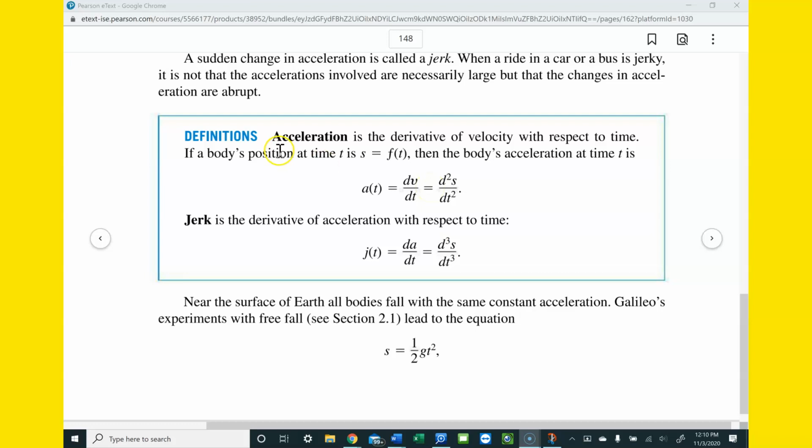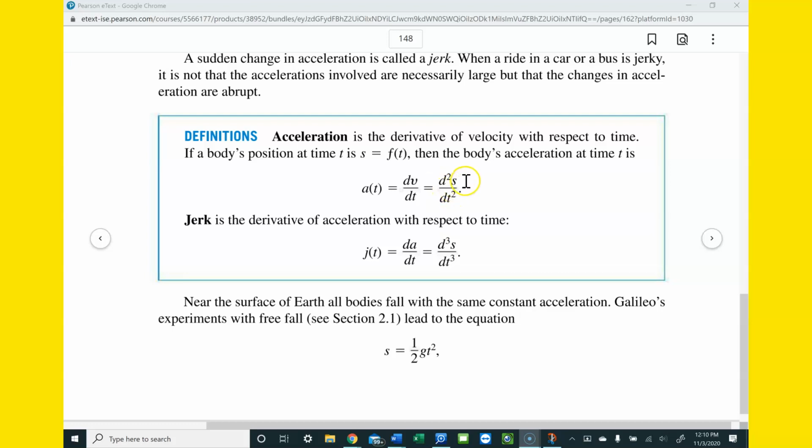All right. So definitions. Acceleration is the derivative of velocity with respect to time. If the body's position at time t is f of t, then the body's acceleration at time t is dv/dt, in other words, the derivative of velocity, or d²s/dt². In other words, the second derivative of position.